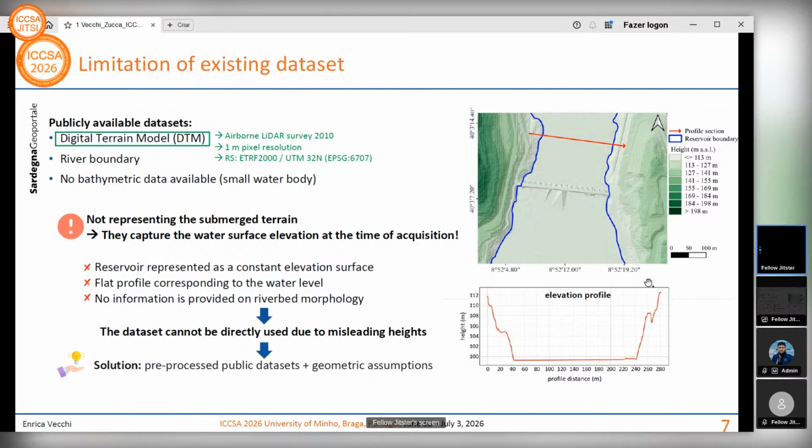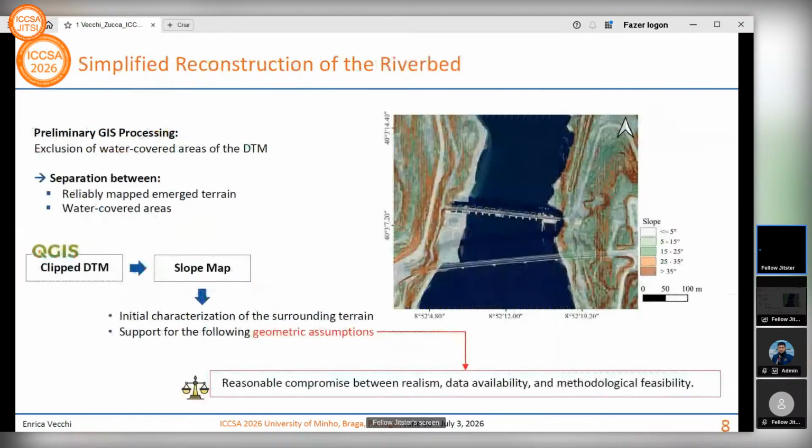So as you can see from the elevation profile in the right image on the bottom, the water body is represented as a constant elevation surface having the same height as the boundary of the terrain. So there is no information about the riverbed, and this dataset cannot be used directly. So the solution that we found was to pre-process this public dataset and combine the processing with some geometric assumptions.